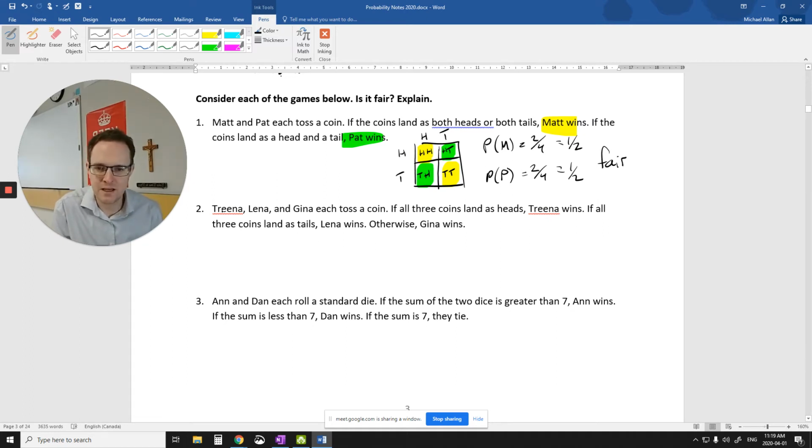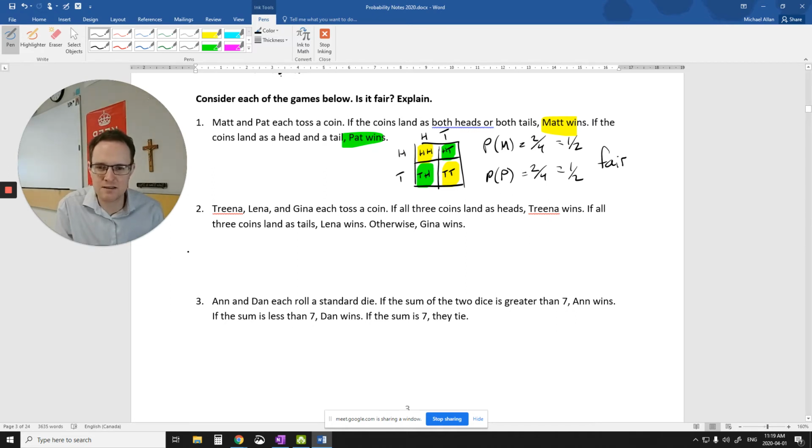Okay. Now Trina, Lena, and Gina toss coins, and they have the same kind of idea, but this time Trina wins if they all land heads. Lena wins if they're all tails. Otherwise, Gina wins them all. Okay, so we go through their sample space here. Our sample space is a little bit more crazy.